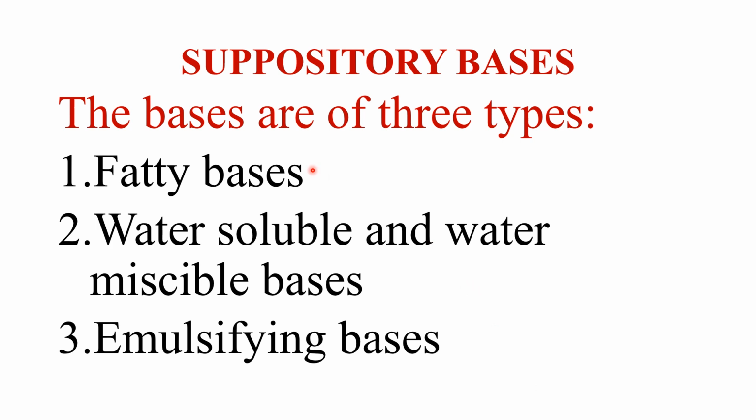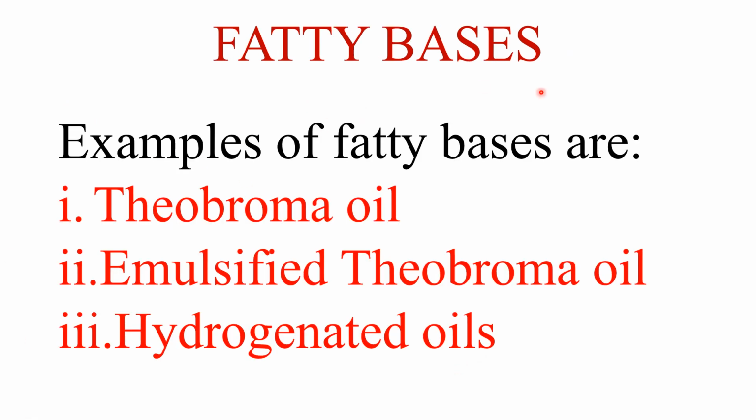Now let us discuss 3 or 4 examples of fatty bases, 3 examples of water soluble bases, and 3 examples of emulsifying bases along with some advantages and disadvantages. Now fatty bases. What are the examples of fatty bases? The fatty bases are number 1, theobroma oil, emulsified theobroma oil, and hydrogenated oils.